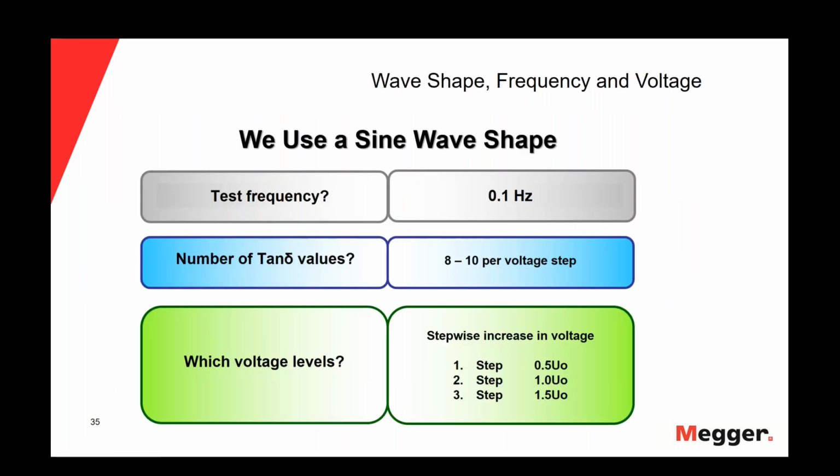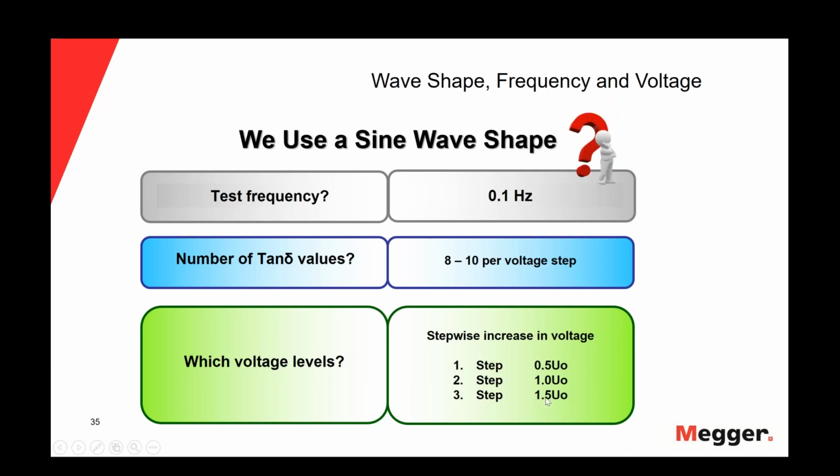So what do we need to do a tan delta test? Well, we have to have a sine wave shape. The frequency that we will use is 0.1 hertz. 0.1 hertz must be the frequency, and in each voltage step we will measure between 8 and 10 tan delta values. So we will apply 3 voltage steps. The first one will be 0.5 U naught, the second one will be 1.0 U naught, and the third one will be 1.5 U naught.